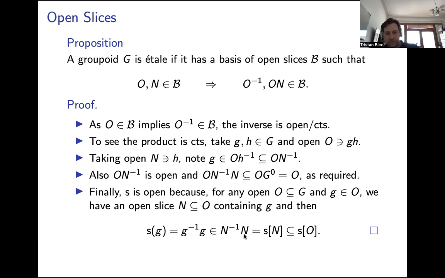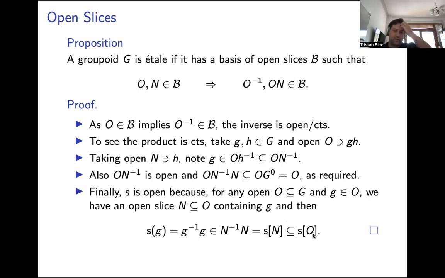And because N is a slice, we know that this is exactly the image of the source map, right? If this were not a slice, then maybe this would have elements outside the source map. But because it's a slice, we know this is exactly the source map of N. So what we found is some open set, Sn, which contains the source of some arbitrary element G in N, and which still lies within the image of the source of O.